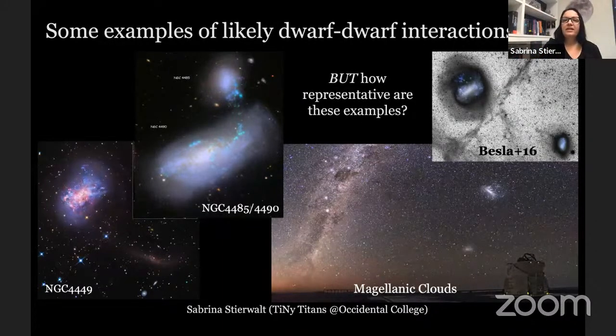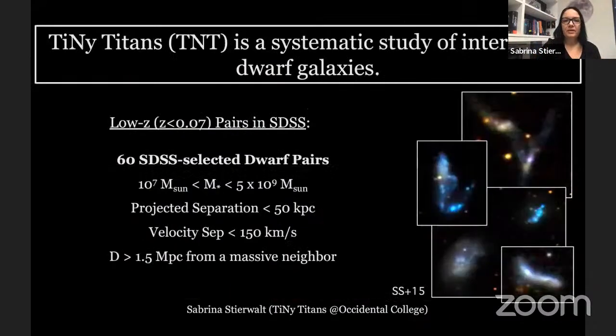And of course, we have the Large and Small Magellanic Clouds, our nearest neighbors, that simulations suggest may have done some interacting with each other and fell in together into the Milky Way halo. But how representative are these examples? We know these very well. We've studied them in detail, but are they representative of dwarf-dwarf mergers as a population, or are they oddballs or outliers? So this is where my work has come in.